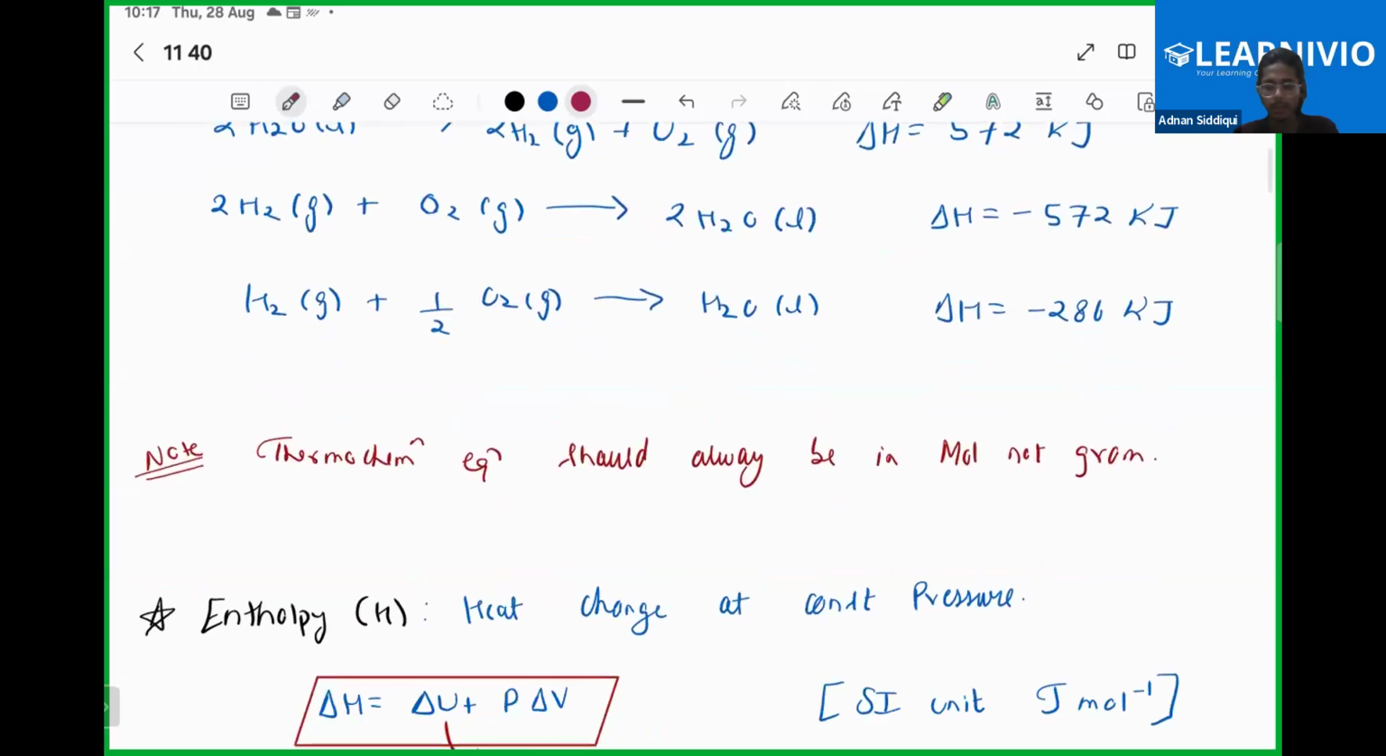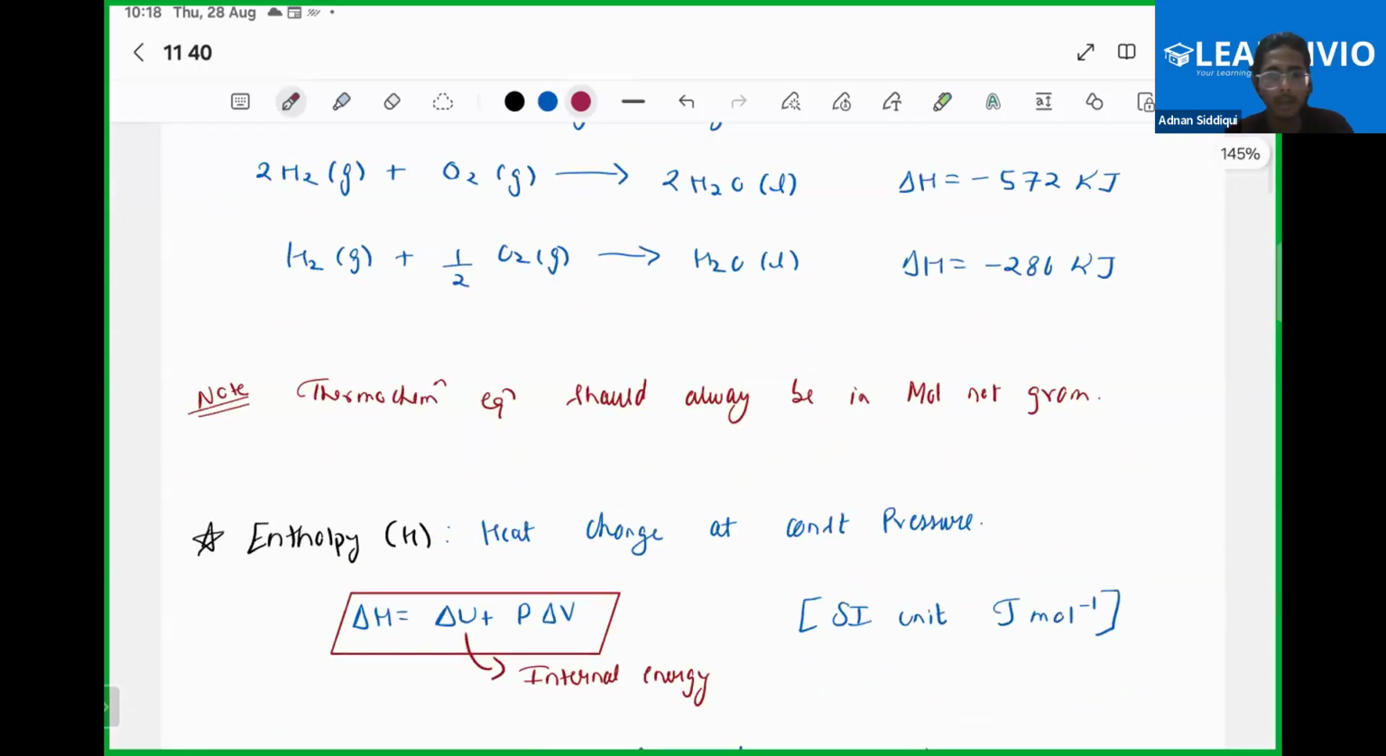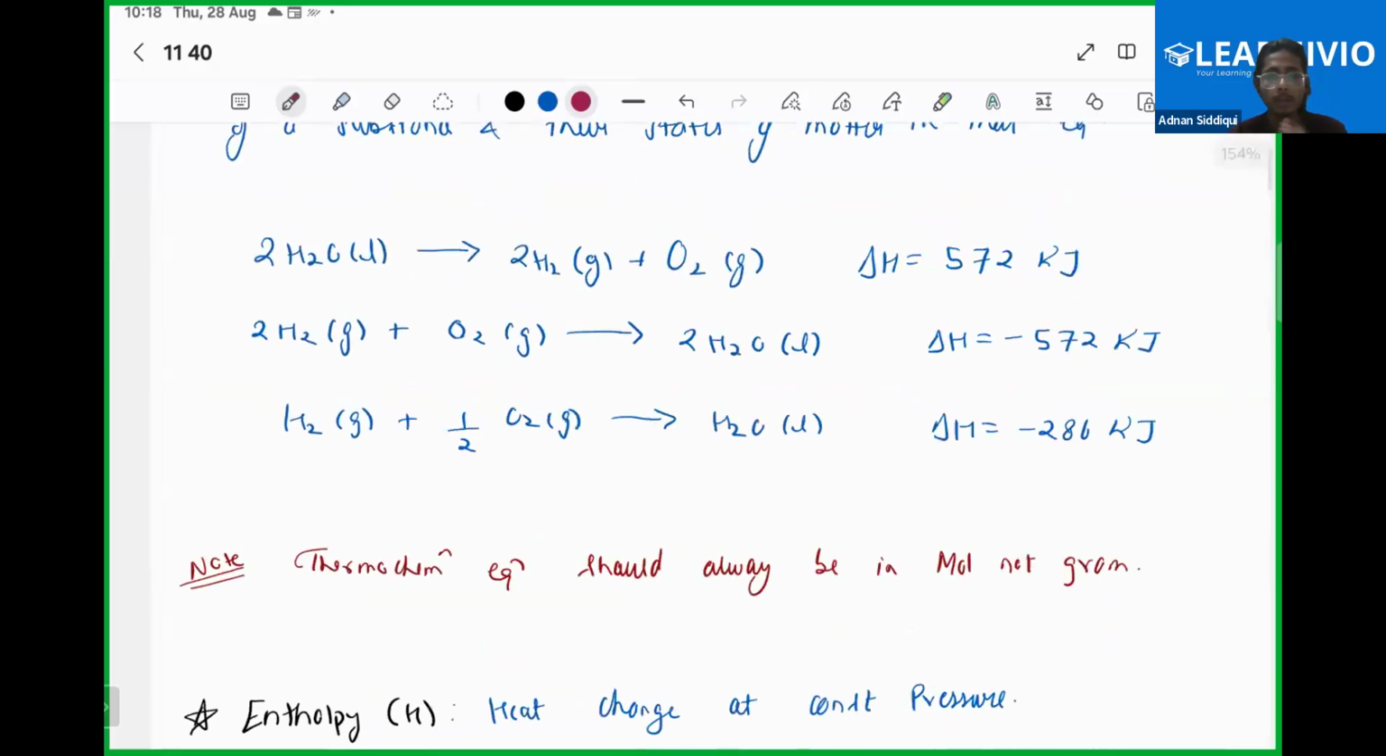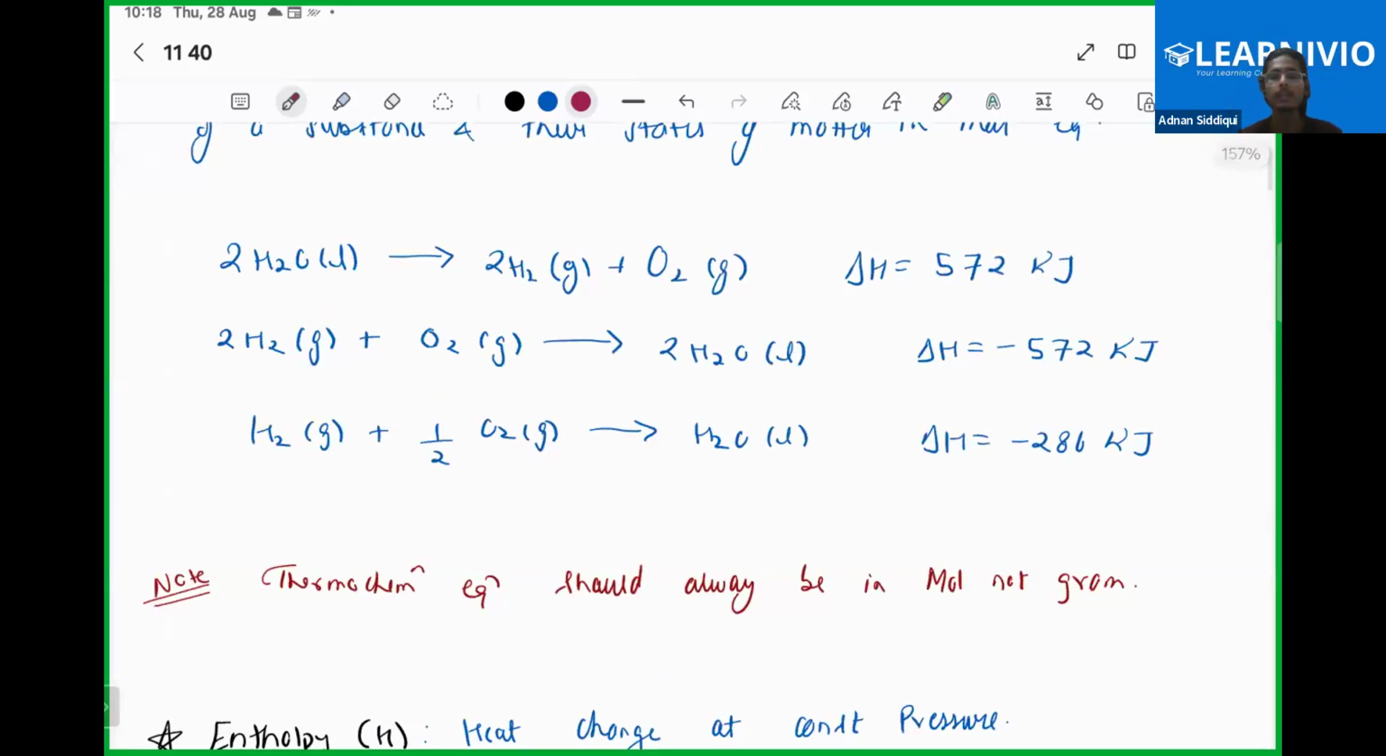So what is important here is that a thermochemical equation should always be in moles. Whenever you are talking about a thermochemical equation, you should always consider them in moles, not gram. You don't have to talk in terms of gram, only moles. Is it clear? Here in this reaction, what we can say? 2 moles of H2O are converting into 2 moles of dihydrogen plus 1 mole of dioxygen.